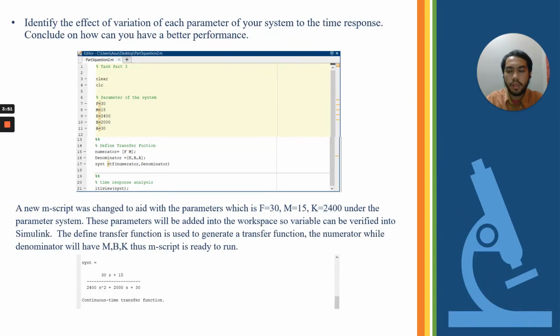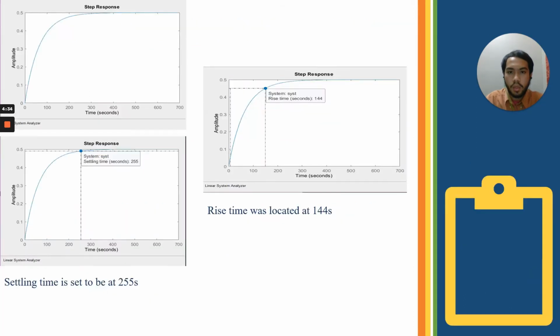After that, we need to identify the effect of variation of each parameter of our system on the time response. So we must create a new M script with the variation of the parameters. A new M script was changed with the parameters f equal to 30, m equal to 50, k equal to 2400 under the parameter system. After that, we get the results in the step response graph.